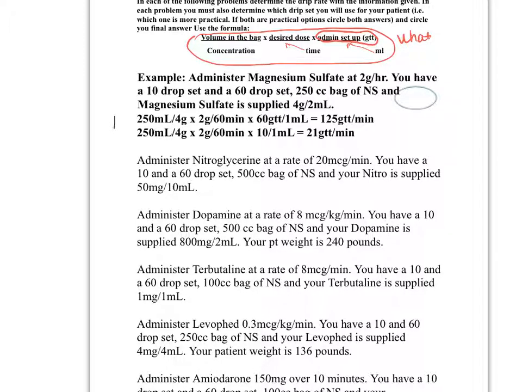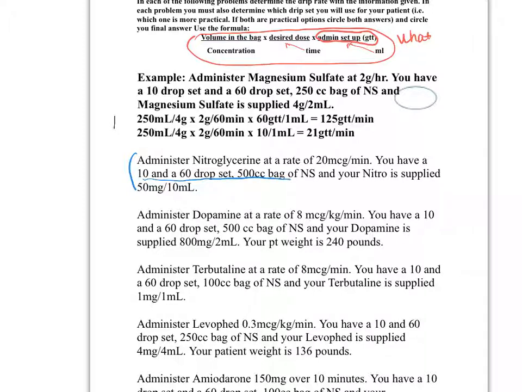Now you have a couple different drop sets, and at your departments there will always be different drop sets. You have to figure out which one's going to work best for you and what type of medication that you're giving. So let's start with this first one here, the nitroglycerin drip. So let's look at what I have. I know that I want to administer nitro at a rate of 20 micrograms per minute. I have a 10 drop, a 60 drop, a 500 cc bag of normal saline, and my nitro is supplied in 50 milligrams per 10 mLs. So here is all my information.